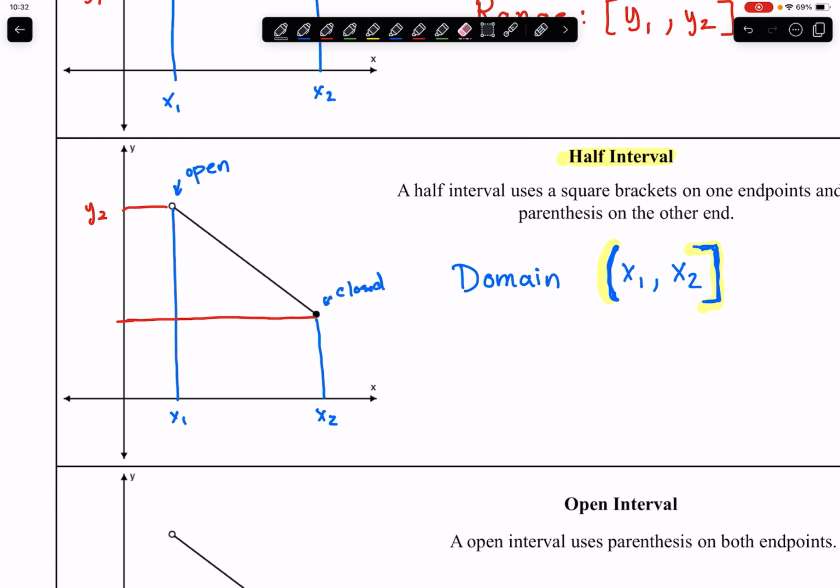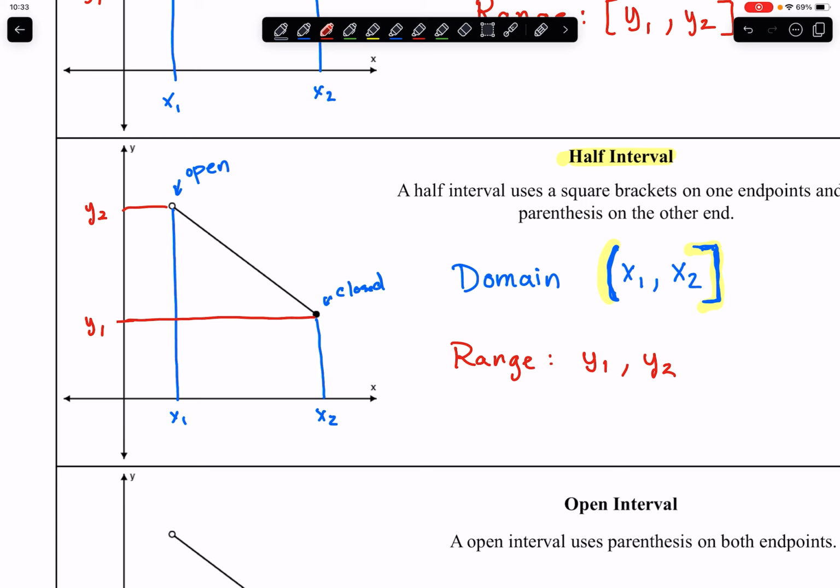Let's call the one on the bottom y1, and we'll call the one on top y2. The range for this relation would again start with y1 and go to y2. So from y1 to y2. The lower number, the smaller number, always goes first and the upper number goes second. So you start by listing the numbers in that order.